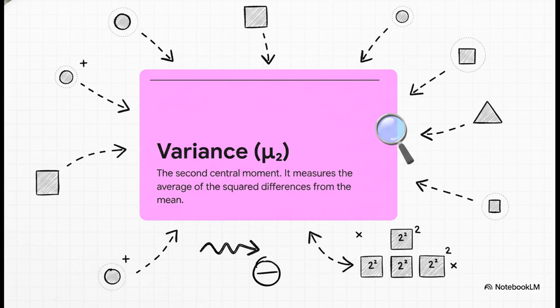And I know, formulas can look a bit scary, but the idea behind it is actually really simple. You just take each data point and see how far it is from the average. Then you square that distance, which does a couple of important things. It makes every number positive, and it gives a lot more weight to the outliers, the ones that are really far away. Finally, you just find the average of all those squared distances.